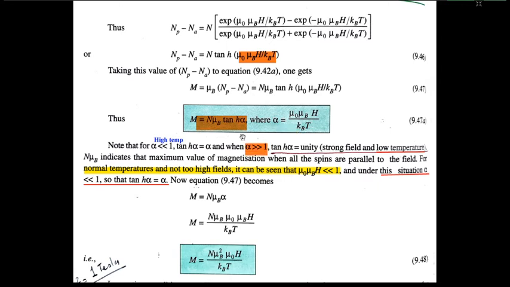So I have two situations, alpha is very small and alpha is very high. In principle, alpha very small is a high temperature case, and alpha very high is a case of a strong magnetic field and low temperature. Alpha is very small means a low magnetic field and high temperature.